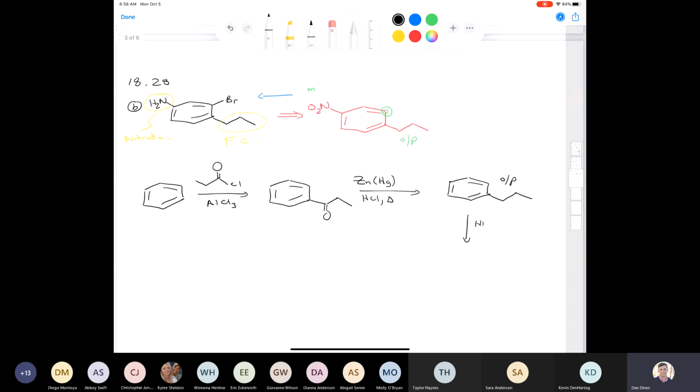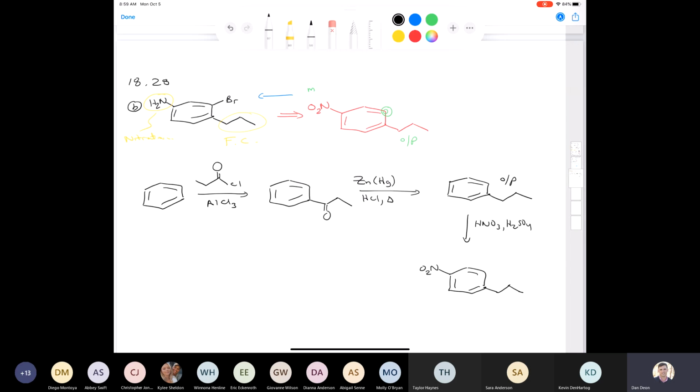Let's treat it with nitric acid and sulfuric acid. And now we're going to make this compound. So we have our nitro group where we want it to be. Got our propyl and we've got our nitro like that.